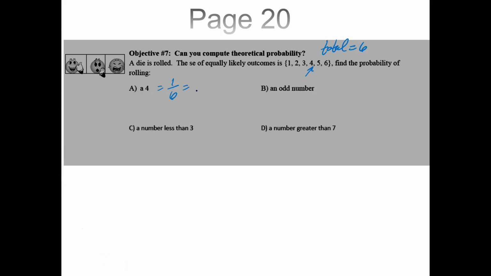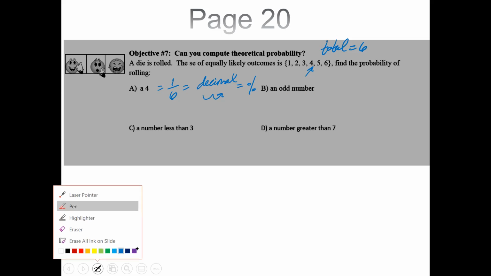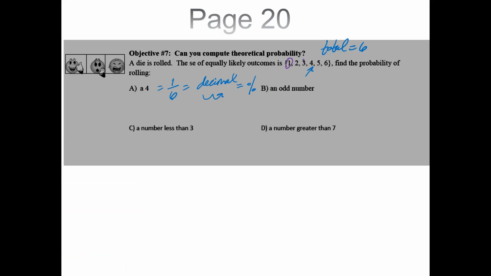So I'm going to divide that and put that into your calculator. Make sure you have it in a decimal, and then move it over 2 spaces to the right to get a percentage. B is going to be an odd number. If I look at this, the odd numbers are 1, 3, 5. There are 3 of them out of 6. If I reduce my fraction and divide 3 on top and bottom, I'll get 1 over 2, which gives me 0.5 or 50%.